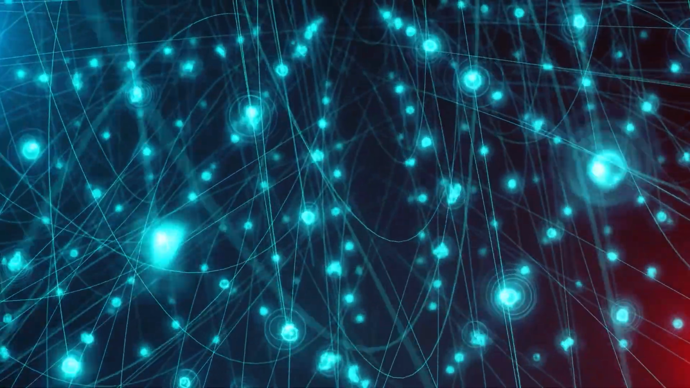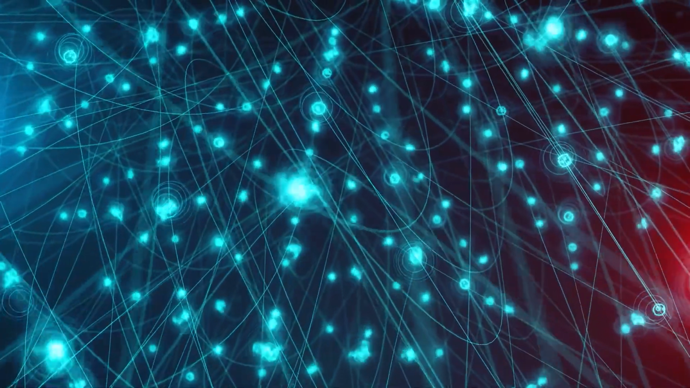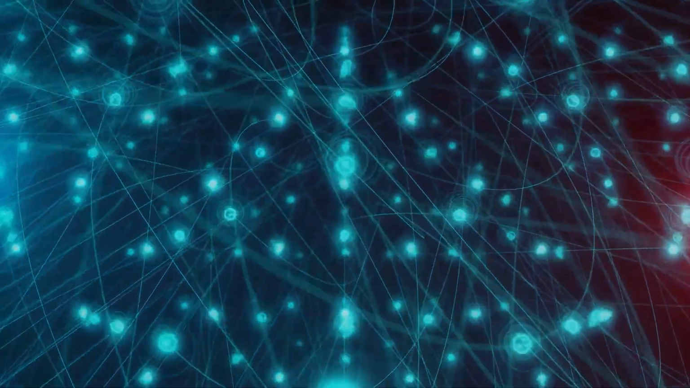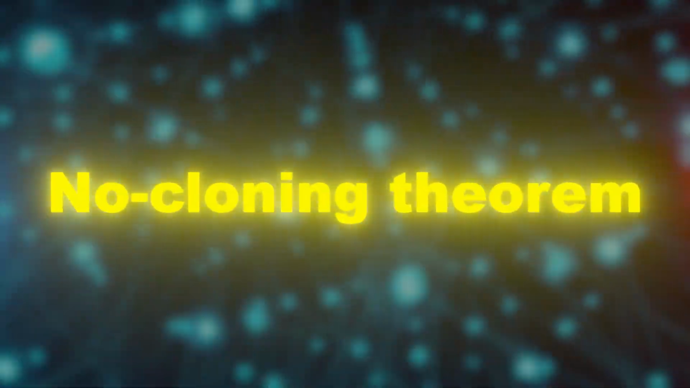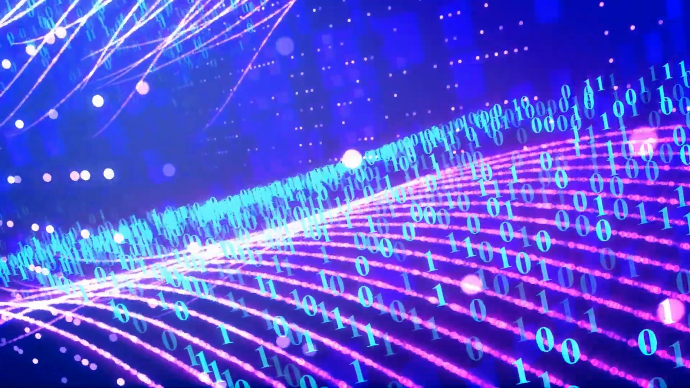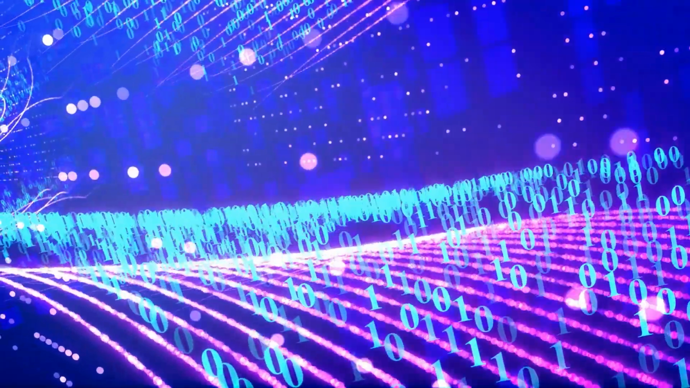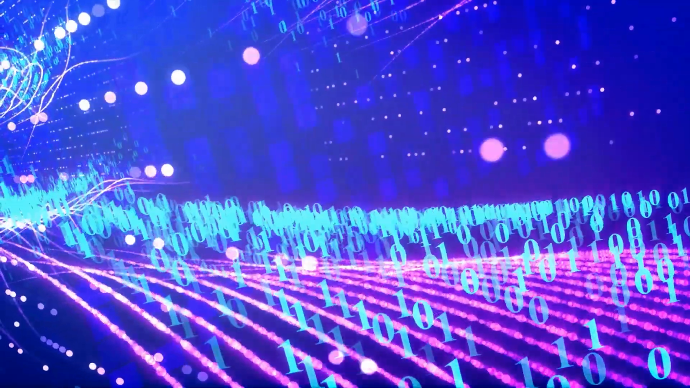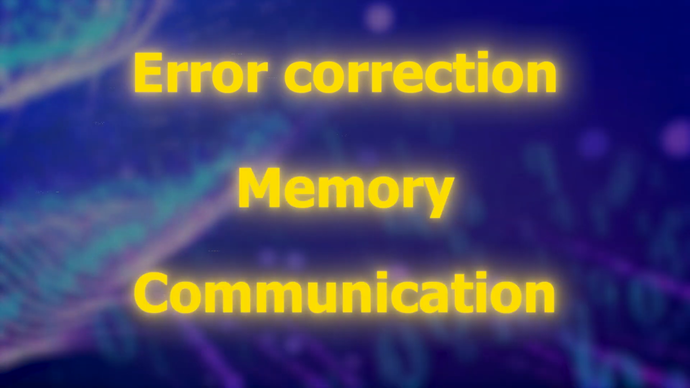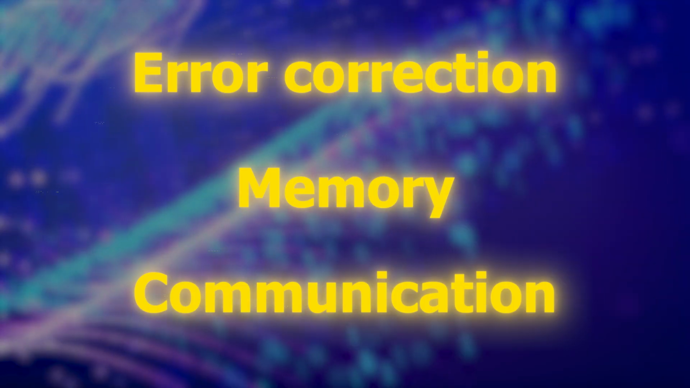There is another property of qubits that has no classical equivalent, and that has profound practical consequences: the no-cloning theorem. In classical computing, you can copy a bit perfectly and freely. This ability to copy information is fundamental to how classical computers work. It underlies error correction, memory, communication, and virtually every other aspect of classical computation.